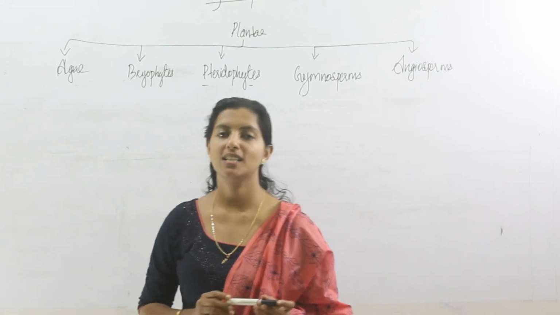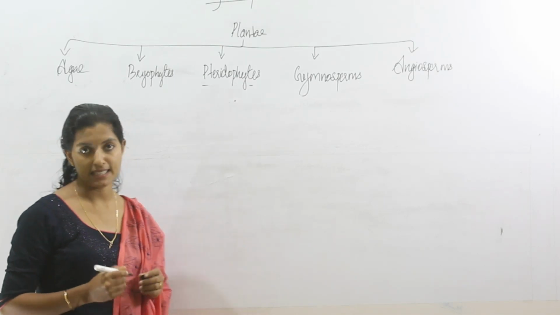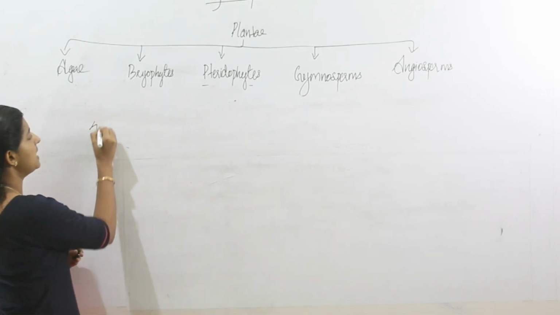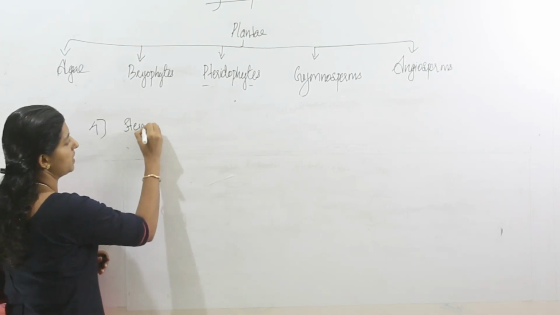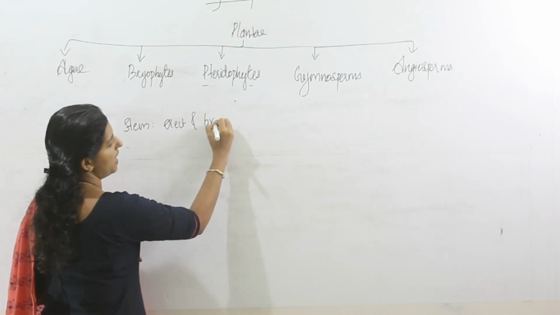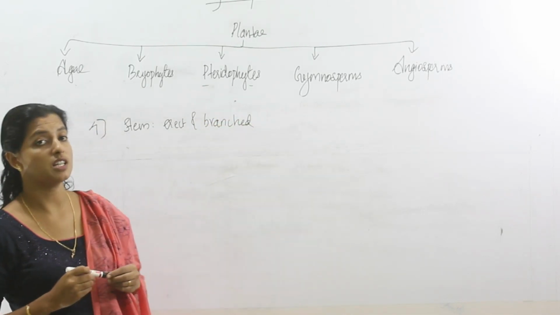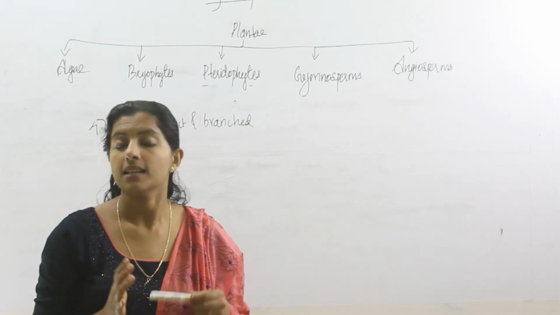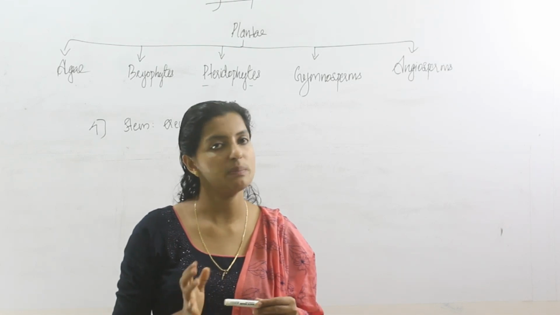We are continuing with the general characters of gymnosperms. Fourth point is regarding the stem. The stem is erect and branched. Generally it is erect and branched, but unbranched stem is also there. For example, in case of Cycas, the stem is unbranched and palm-like.